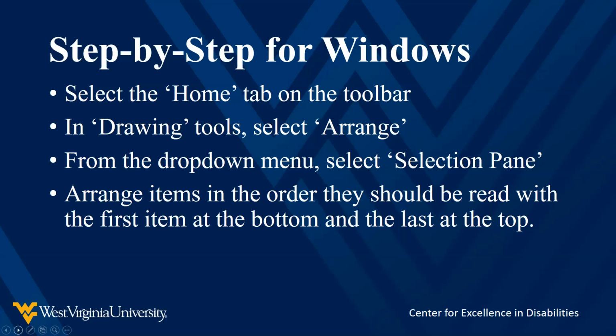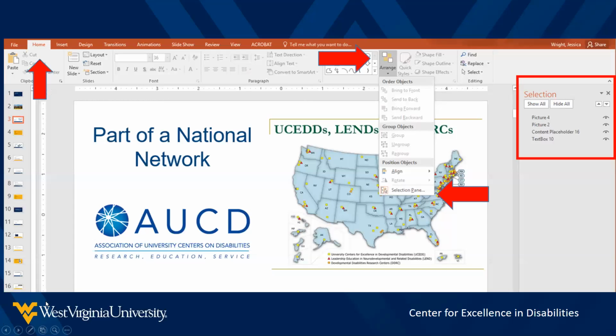The items are listed, and this is incredibly important for Windows users to remember. The screen reader will read it from the bottom up. I'm going to show you what I mean by that, but it's going to read the item on the bottom and then move its way up. So what I mean is, when you click Home, Arrange, Selection Pane, these are going to correspond with the parts of the slide.